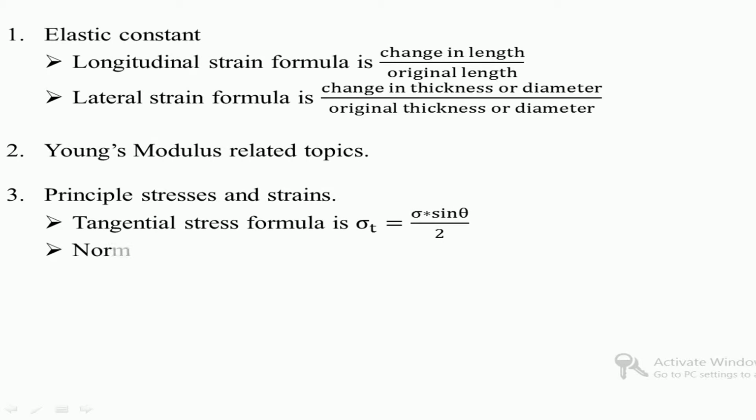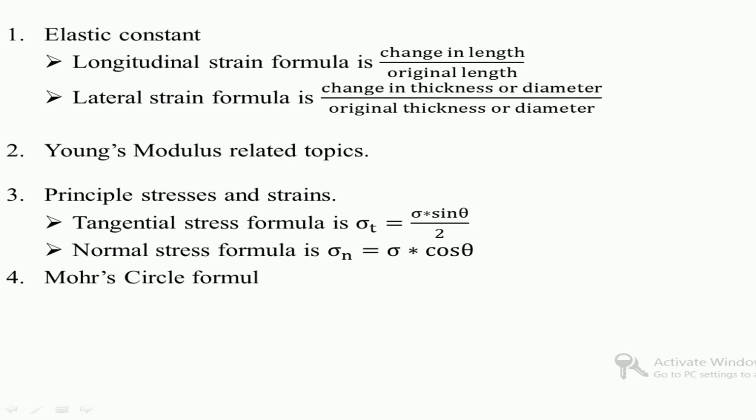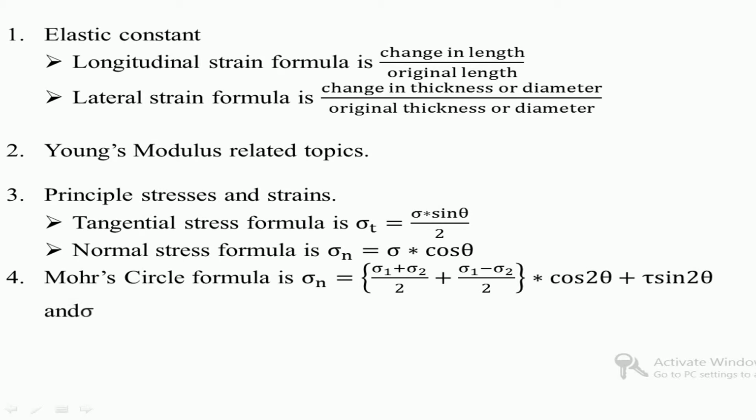Fourth one, Mohr's circle, the formula is sigma n is equal to (sigma 1 plus sigma 2) whole divided by 2 plus (sigma 1 minus sigma 2) divided by 2 whole multiplied with cos 2 theta, and addition of sin 2 theta. And sigma n is equal to (sigma 1 minus sigma 2) divided by 2 whole multiplied with sin 2 theta, and subtraction of cos 2 theta.